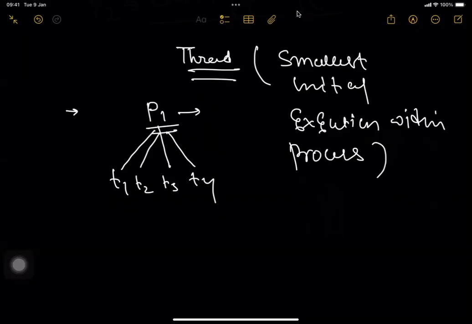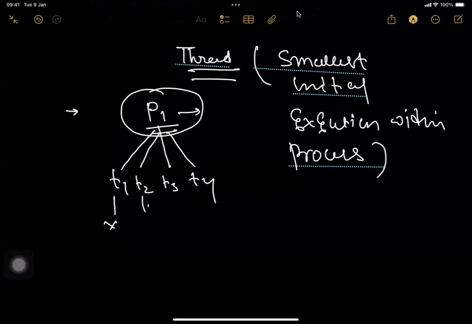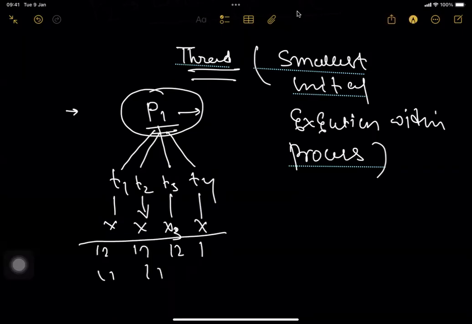A thread is a... okay. Now, a process can have multiple threads, right? And they all run concurrently. T1 will run at X time, T2 also runs at X time. X time means the same time. It's 12 o'clock, or 11, something. So basically I want to convey that a process can have multiple threads running concurrently. Clear?